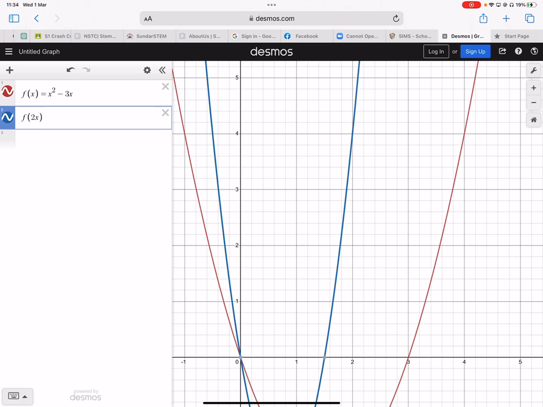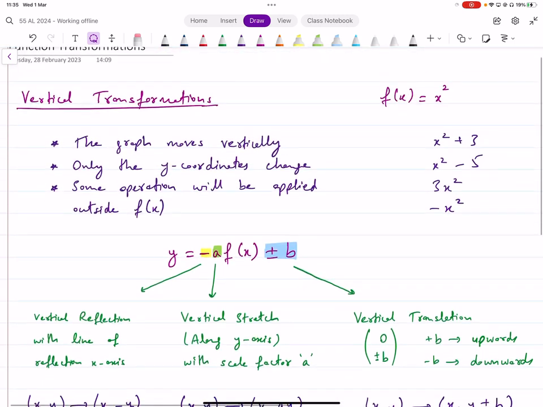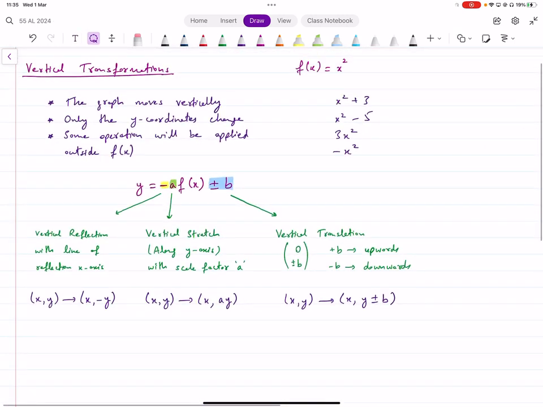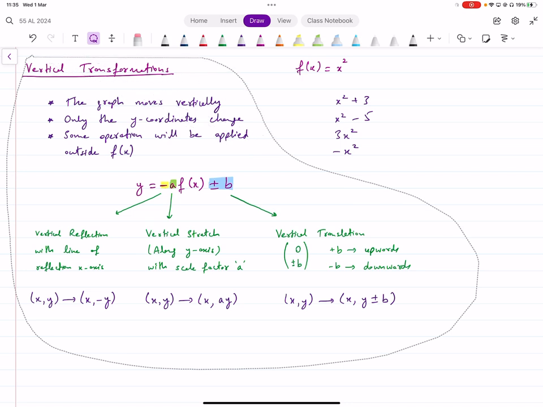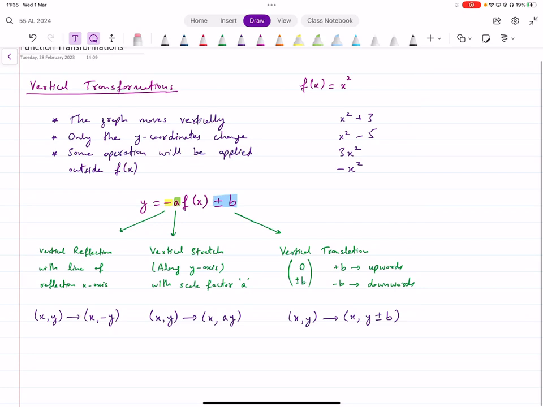Okay. Now let me summarize all of that here now. So now we have horizontal transformations. I'm just going to copy all of this. Just change this slightly.